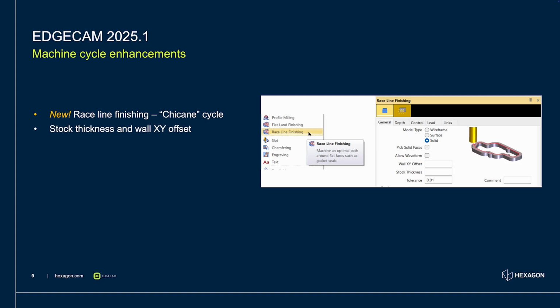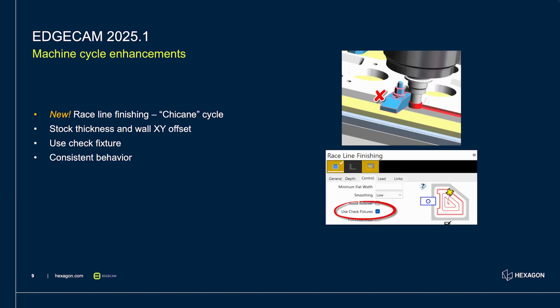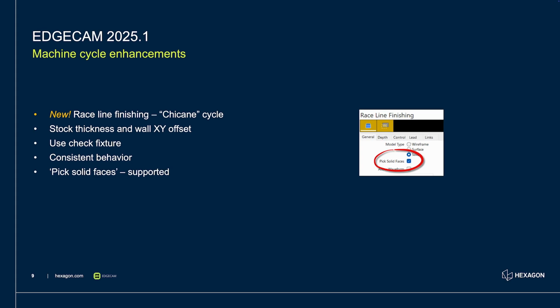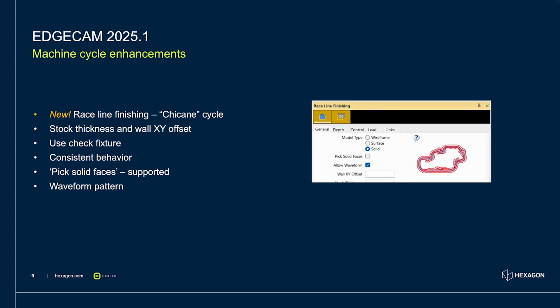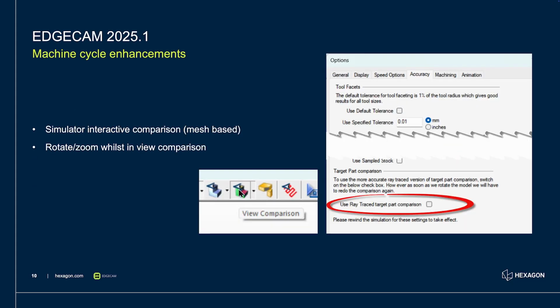Lots of parameters in here that you'll be used to seeing. Certainly check fixtures, consistent behavior that we've seen throughout roughing cycles, profiling cycles. It won't take you a lot of time to learn. We also have support for picking the solid body, or creating a feature and picking the solid face as well. I know we also have waveform inside the cycle. So that's quite an interesting one that we'll spend some time on checking out in the live demos.